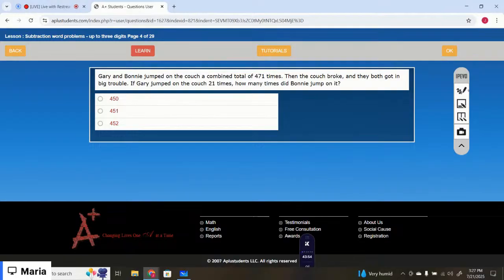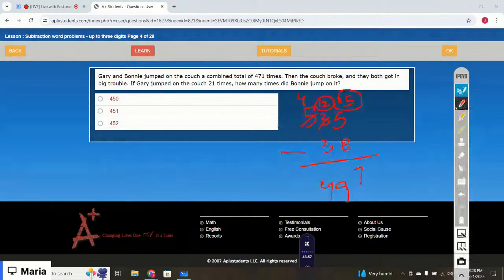Gary and Boone jumped on the couch a combined total of 471 times. Then the couch broke and they both got in big trouble. If Gary jumped on the couch 21 times, how many times did Boone jump in total?